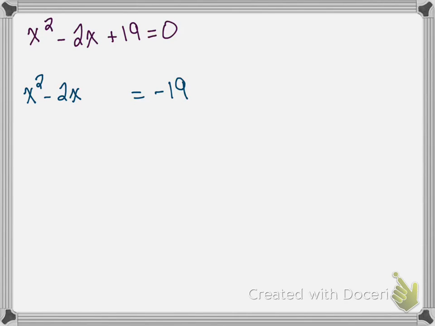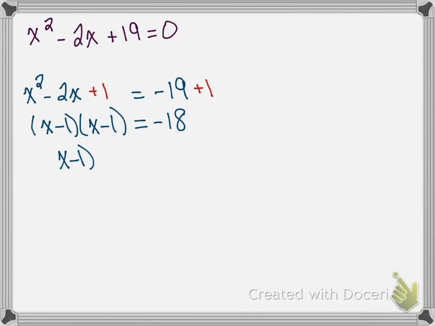Okay, now I am going to take half of negative 2. What's half of negative 2? Negative 1, and square it. What do I get? Good. So I'm adding plus 1 to both sides. Okay? So I factor x squared minus 2x plus 1. Okay, that factors to x minus 1 times x minus 1. And we can rewrite that as x minus 1 squared.